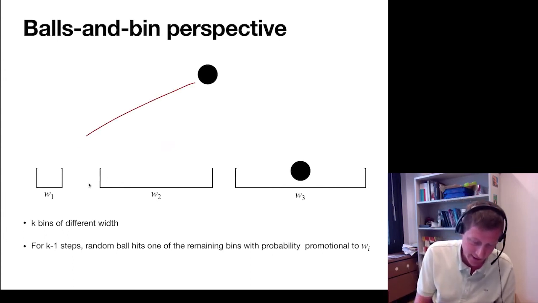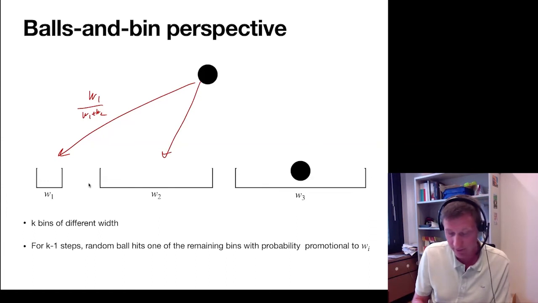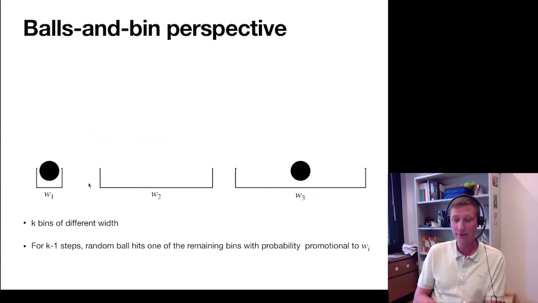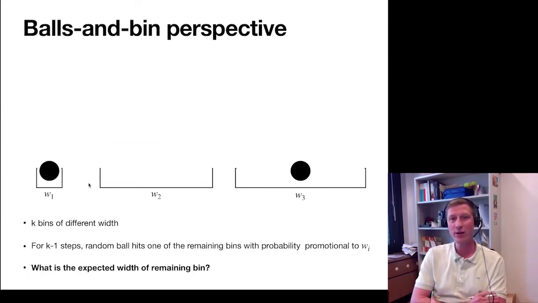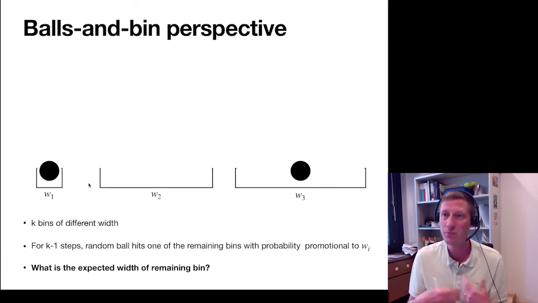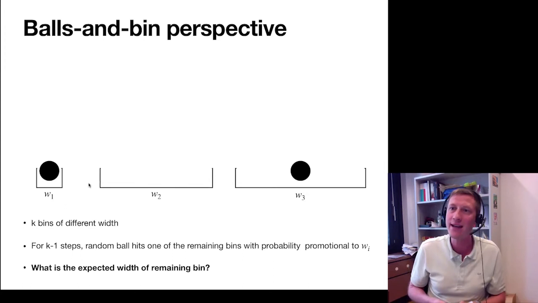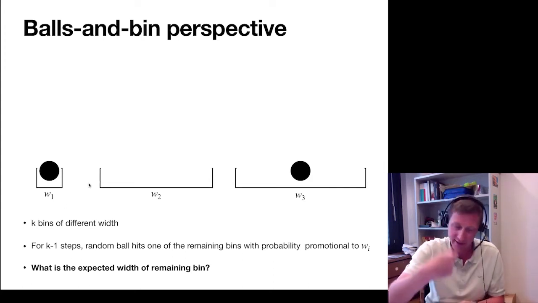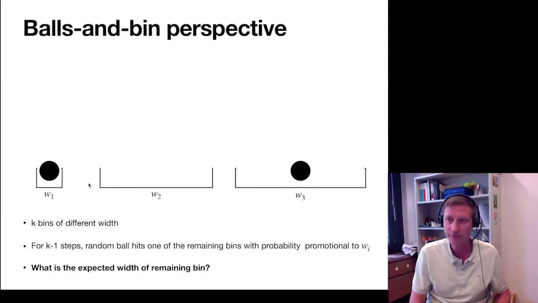Now the second ball will go to the first bin with probability w1 over w1 plus w2, and it will go to the second bin with probability w2 over w1 plus w2. Okay, so I throw it, maybe it ends up in w1. And what we are interested in is the expected width of the remaining bin. This corresponds to the expected distance to the remaining center in the clustering algorithm when the centers are along unique dimensions. So is the balls and bins problem clear?